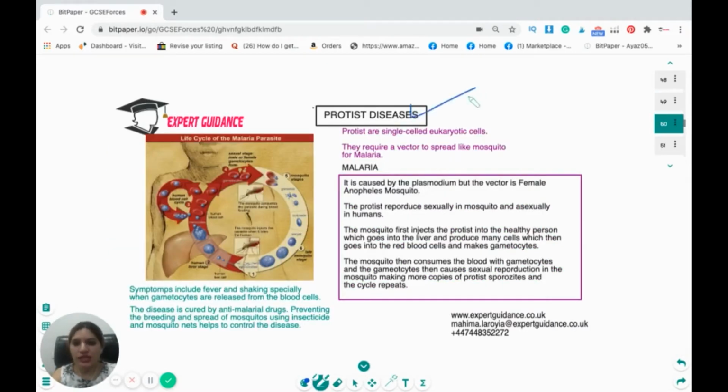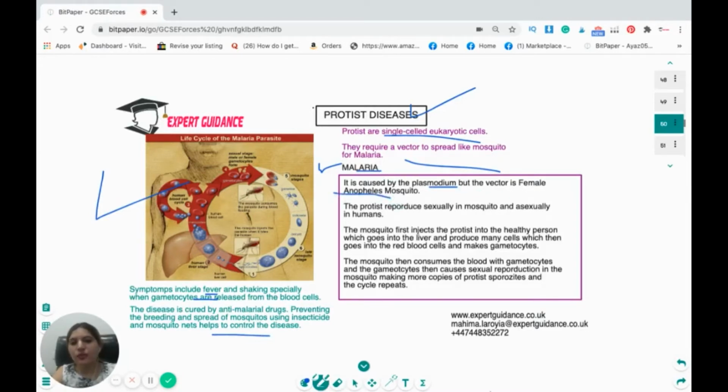Now the protist disease. Protists are single-celled eukaryotes, and you just have malaria in your syllabus. They require a vector called the mosquito. Symptoms of malaria include fever and shaking. The disease is cured by anti-malarial drugs, and by preventing the growth of mosquitoes using insecticides. Malaria is caused by Plasmodium, but the vector is the female Anopheles mosquito.